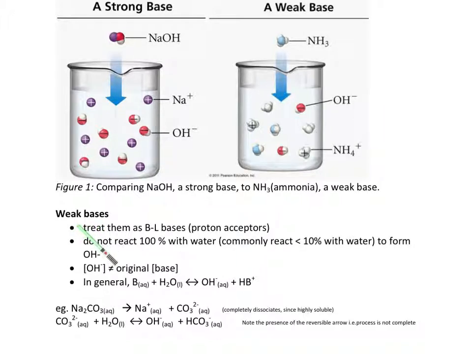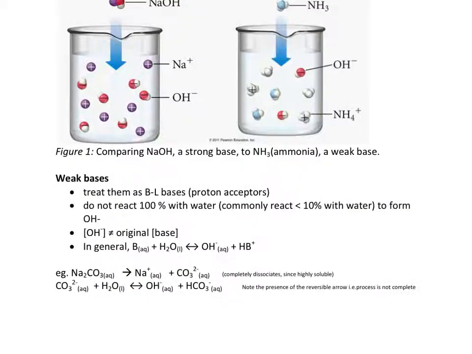So in contrast to weak acids, we don't talk about weak bases not dissociating completely. Rather, we talk about them not reacting completely with water. They do not react 100% with water to form OH minus. And so what this means is that you're going to have some of the weak base, some of the NH3 in the solution. And yes, some OH minus will be produced, but you also have the unreacted NH3 in the solution as well.